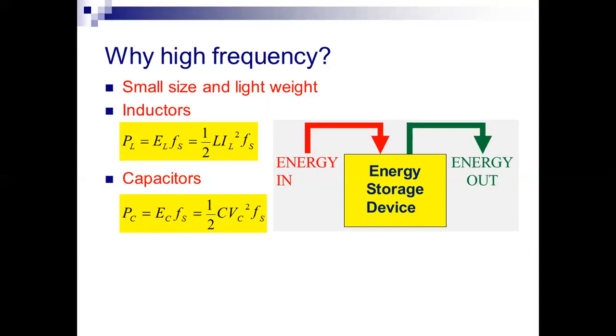If you consider inductors, the power in an inductor is half Li square Fs, that is the storage, half Li square into the switching frequency Fs. And next, about capacitors, the power storage in the capacitor is half Cv square into frequency. If you observe the diagram, energy goes into the storage device, and energy comes out from the inductor and also the capacitor, which are also storage component equipment.